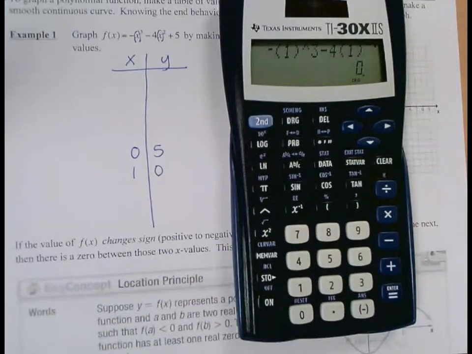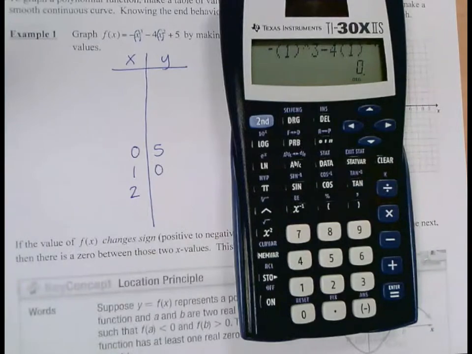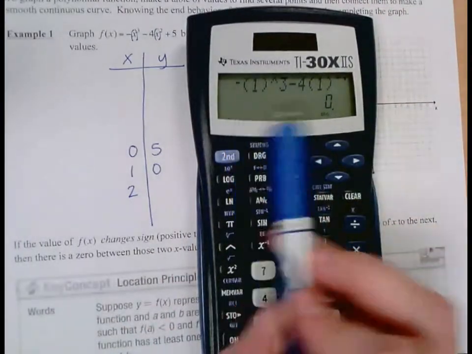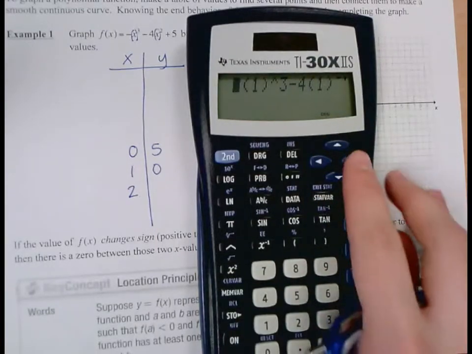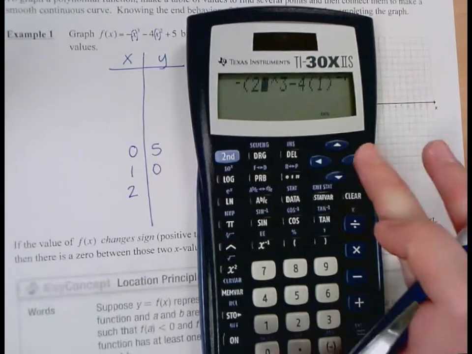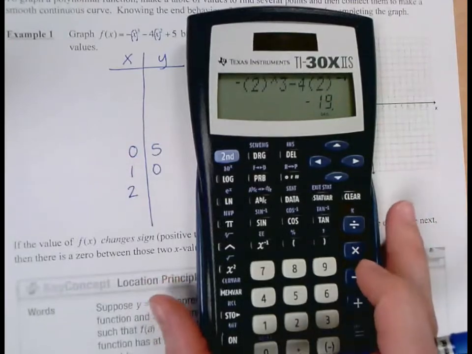And then, again, I keep going in that direction, so I'm going to plug in 2 next. Make sure you do go in order. But now, rather than retyping this in, I can just hit the up arrow and arrow over it. Wherever I typed in 1, I just type over it and put 2. And then I don't have to keep typing in the same thing over and over again. So when I plug in 2, I get negative 19.